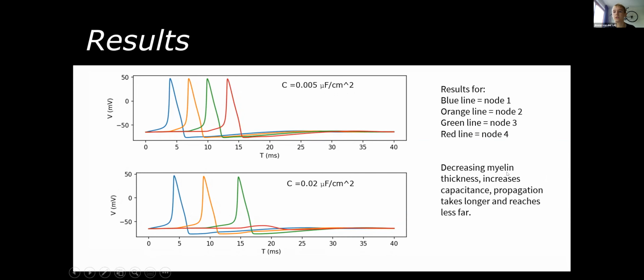And now we decrease the myelin thickness because we also wanted to see what happens if we do that. If we decrease the myelin thickness, we increase the capacitance. And as you can see, if we increase the capacitance, again, the propagation takes longer, as it takes longer to get to the second spike. And it also reaches less far, as we can see that the 4th node is not able to reach an action potential anymore. And the nodes here are all the nodes of Ranvier. So again, if we increase the capacitance, propagation takes longer and reaches less far.